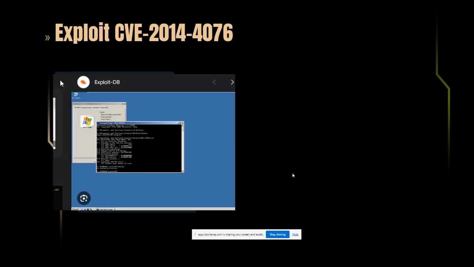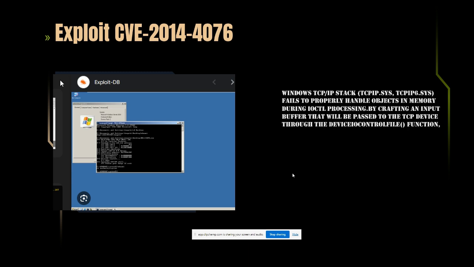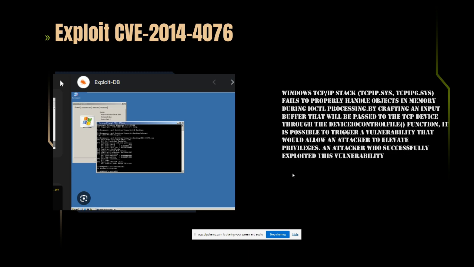And then we'll exploit CVE-2014-4076. This one here is a Windows TCP stack. It fails to properly handle objects in memory during the process. By crafting an input buffer that will be passed to the TCP device through the device control function, it is possible to trigger a vulnerability that would allow an attacker to elevate privileges. An attacker who successfully exploits this vulnerability could run arbitrary code in kernel mode with system privileges.